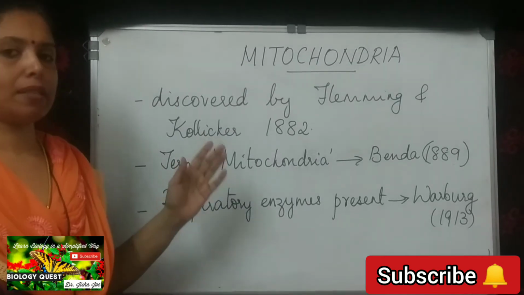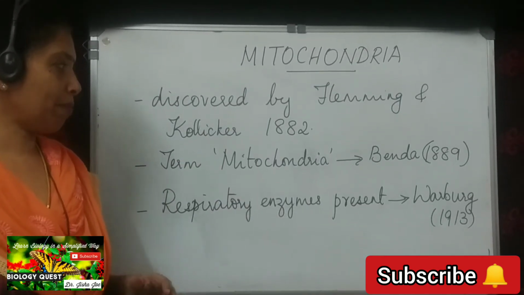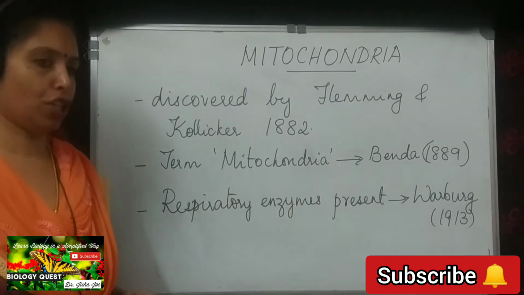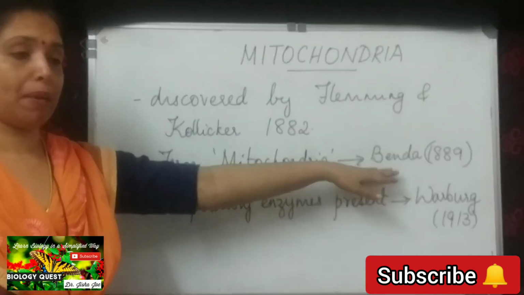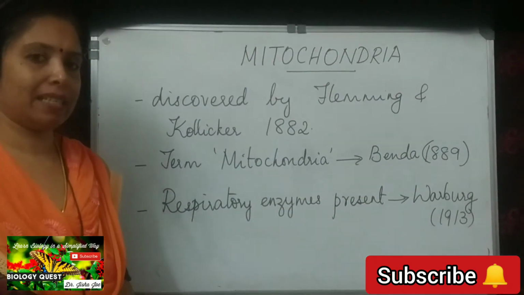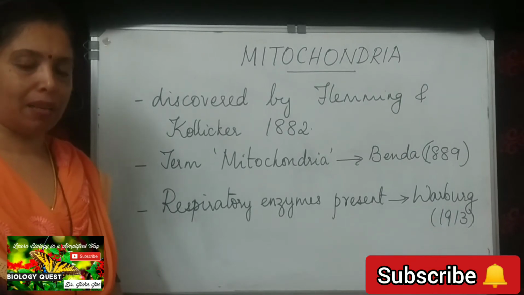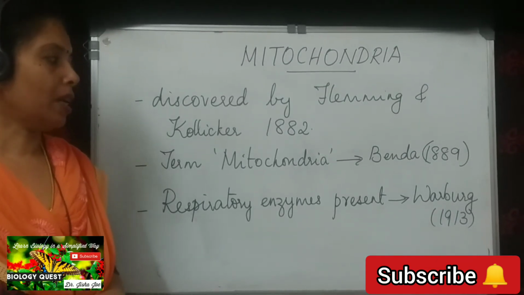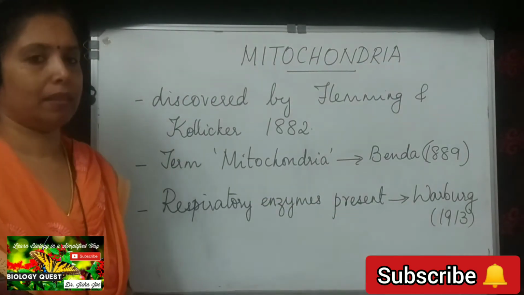Now coming to the discovery of mitochondria. Mitochondria were discovered by Fleming and Colliker in 1882. But the term mitochondria was put forward by Benta in 1889, and the presence of respiratory enzymes in the mitochondrion were discovered by a person named Warburg in 1913.